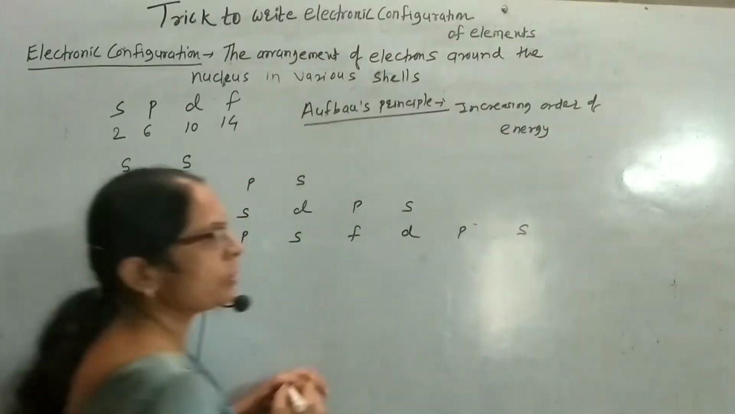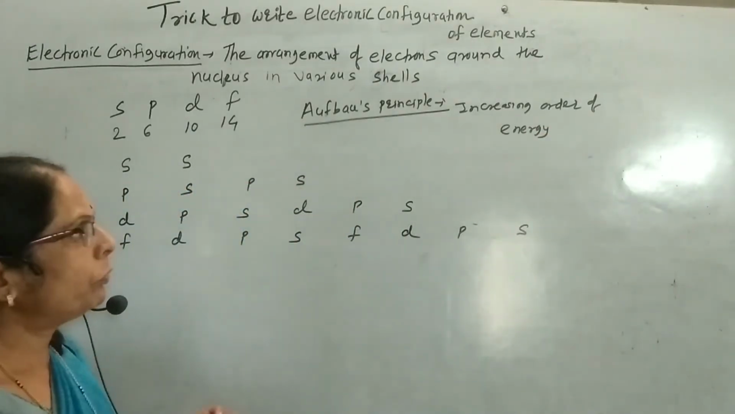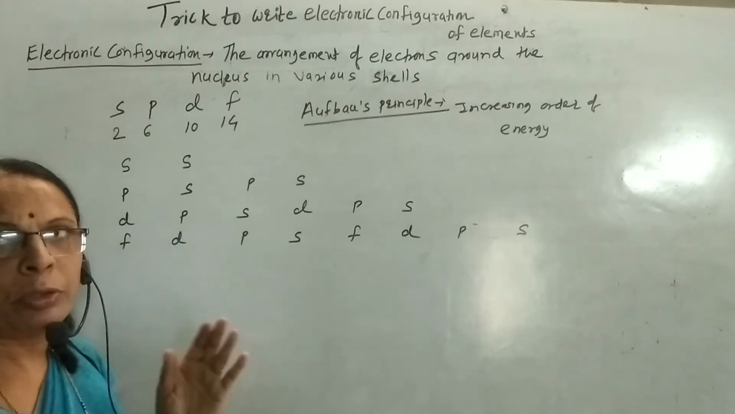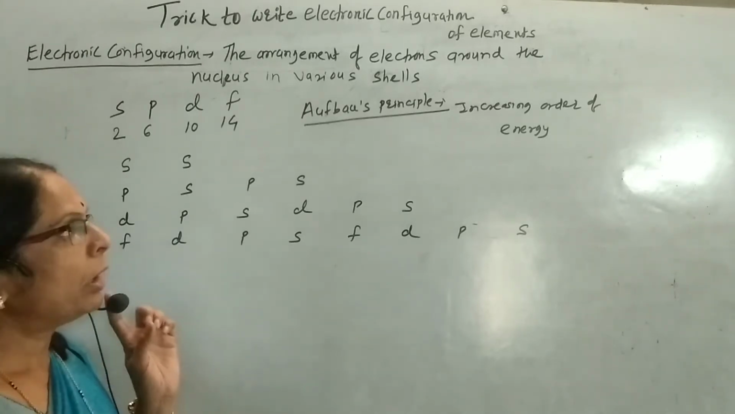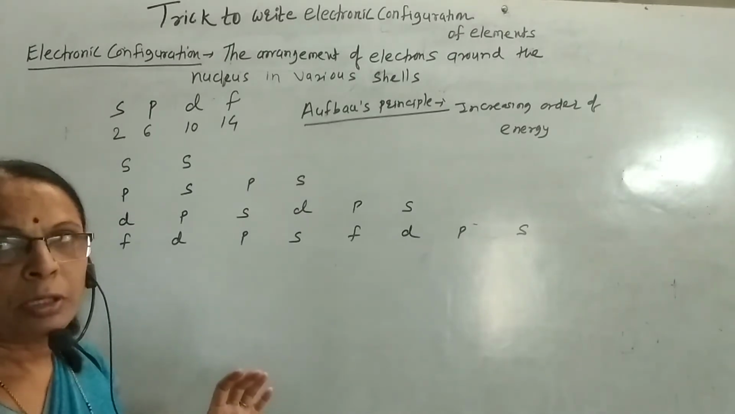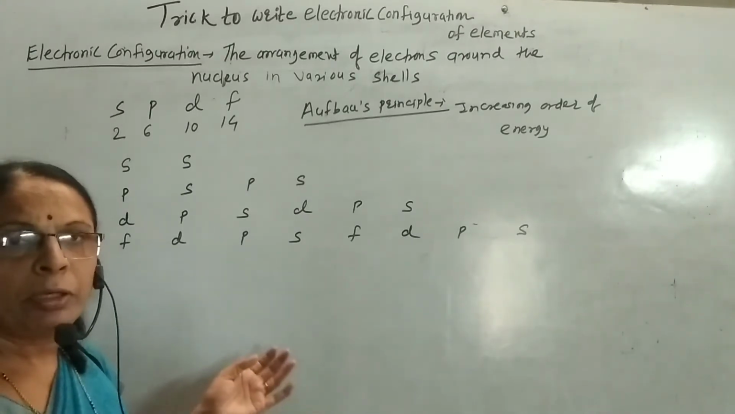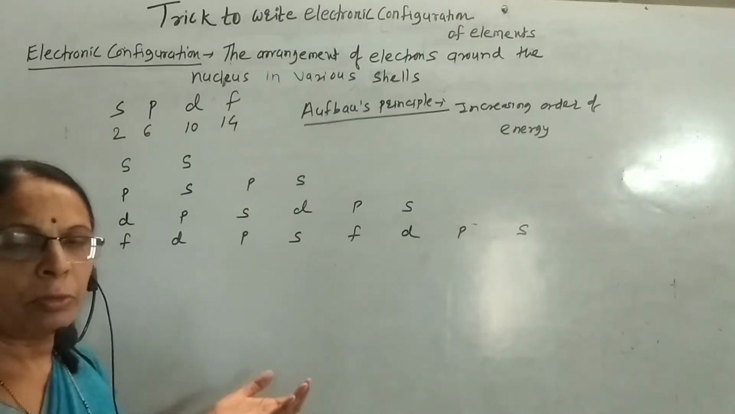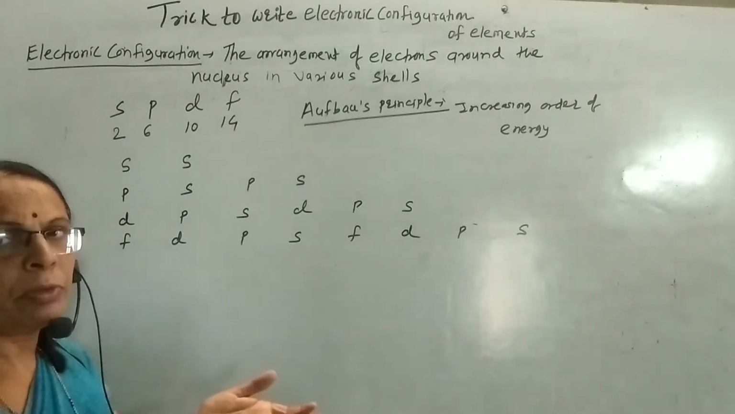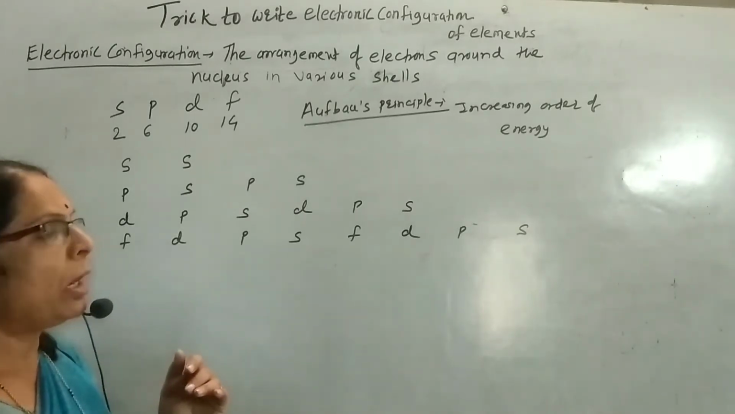According to the above principle, we have to fill up the electrons in the orbitals 1s, 2s, 2p, 3p in this way, according to the increasing order of their energies. Those orbitals having lower energy will be filled first. Those orbitals having higher energy will be filled later. So how do we remember that?